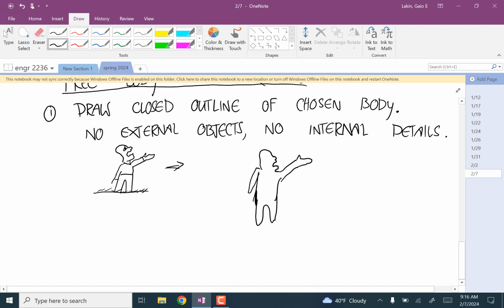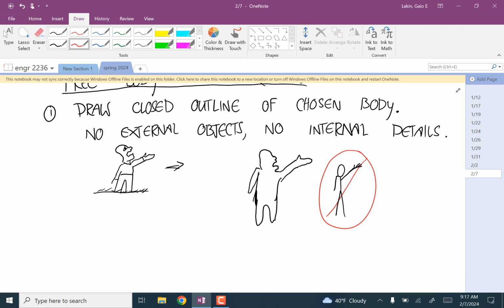So this is not a closed outline. So be sure that this is just a line that shows exactly what's in your chosen body and what's out of your chosen body. And if you can't draw a closed outline of it, then you haven't in your head imagined a defined object, okay?